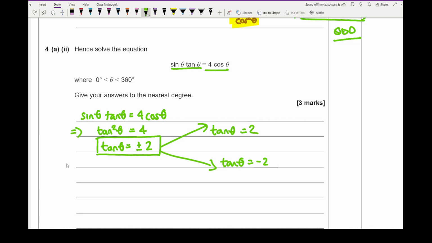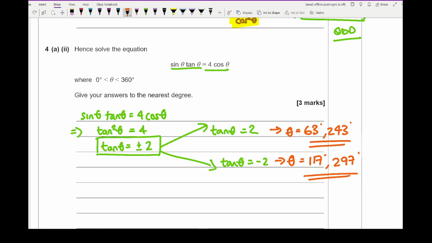Now if I solve this, then theta is going to equal 63 degrees or 243 degrees, and if I solve this, then theta is going to equal 117 degrees or 297 degrees, and there are my 4 answers. Now to get those answers you can either use CAST or you can use the graphs, but again from tan theta equals plus or minus 2 you can go straight into the equations, which will give you your final answers.